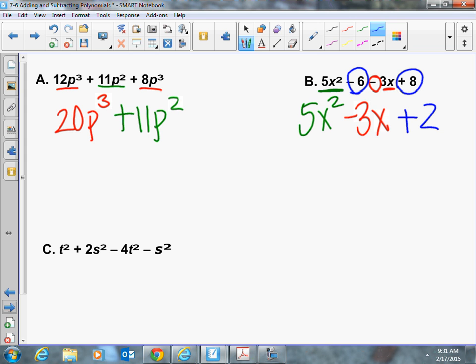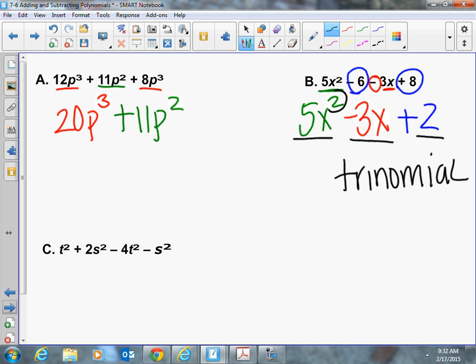Now this result right here, this is called a trinomial. There are 3 terms in this. This is the first term, this is the second term, this is the third term. So this is called a trinomial, okay? Specifically, this trinomial, the highest exponent is a 2, okay? When the highest exponent is a 2, we call that a quadratic. Quadratic trinomial is the specific name for this polynomial answer.